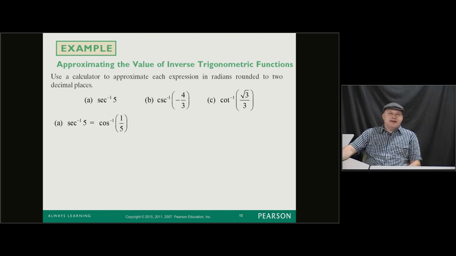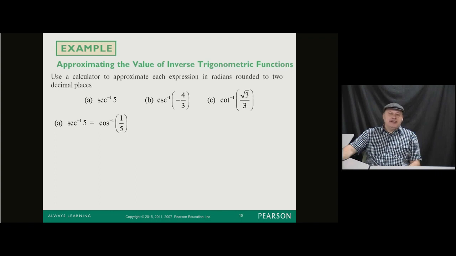If you let secant inverse of 5 be theta, then you move the secant inverse to the other side, and you get secant of theta equals 5. Now I'm going to invoke the cosine equivalent. If secant of theta is 5, then cosine of theta is 1/5. Then move the cosine back to the other side, and you'll get cosine inverse of 1/5. What you're seeing here is going to work for anything. If you do a secant inverse of x, then that's going to be the cosine inverse of 1 over x.